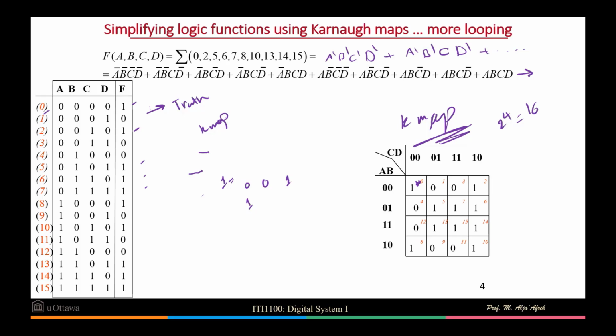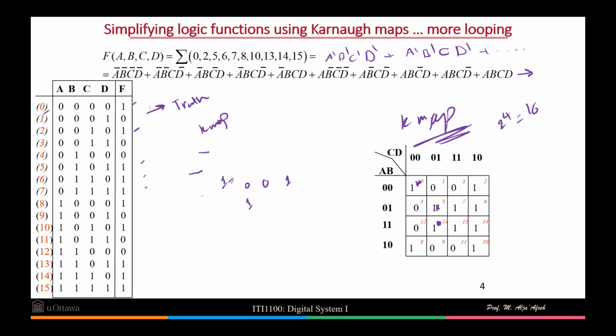Now I move to this one. This one can be grouped in a group of 4 by taking the corners similar to the previous ones, or by going vertically. Therefore, I will not put a star. This is not an essential prime implicant. Now, when it comes to this one, again, this one is not essential. This one and all of these are not essential. Now, this one can only be grouped in a group of 4 just this way. Therefore this one and this one are essential.